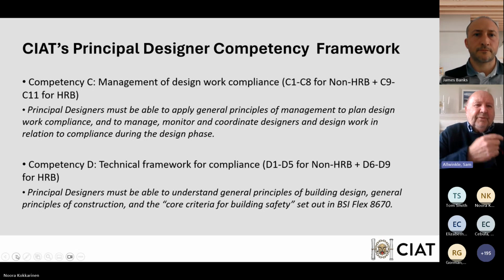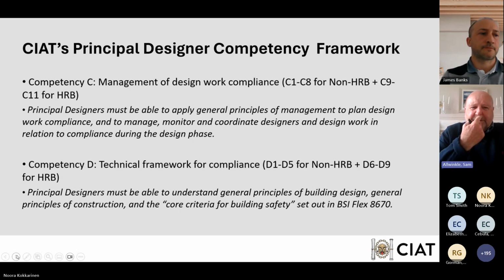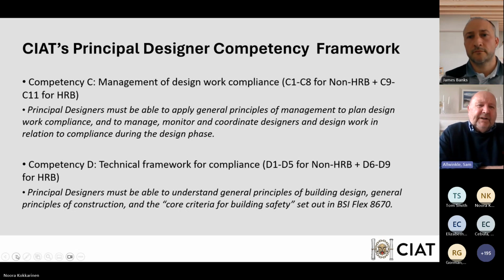So the third and fourth components of the competency, again drawn from 8671, is how one manages design work compliance. So principal designers must be able to apply general principles of management to plan design work compliance, and to manage, monitor, and coordinate designers and design work in relation to compliance during the design phase of a project. So that's the kind of job that probably many of you will do anyway.